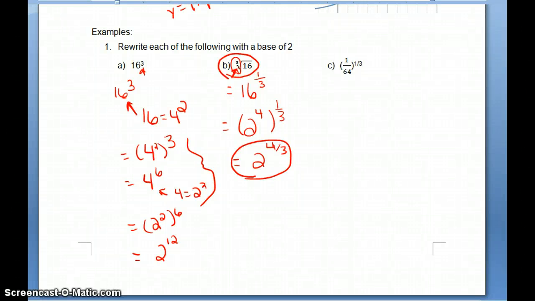Alright, so we have three examples left here. In this last example for number 1, we need to rewrite that one as a base of 2. Just to start off here, do you remember how to write 1 over 64? How can we write that as an exponent?